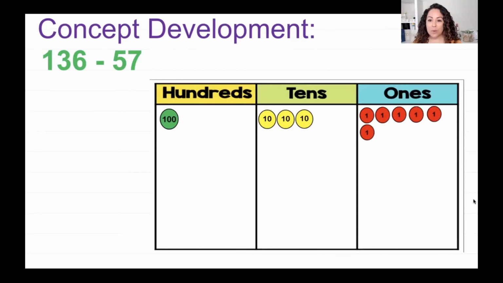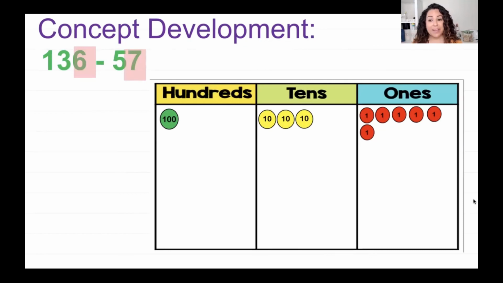Okay, now we've made our whole number. Now let's analyze. So first of all, we're going to look at our ones place because we always start with our ones. And I have 6 ones and I need to take away 7. Do I have enough ones to take away 7? I do not. I'm so close, but I'm not quite there.